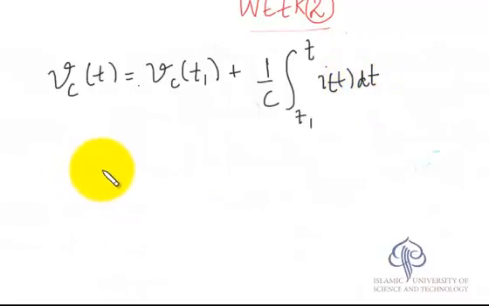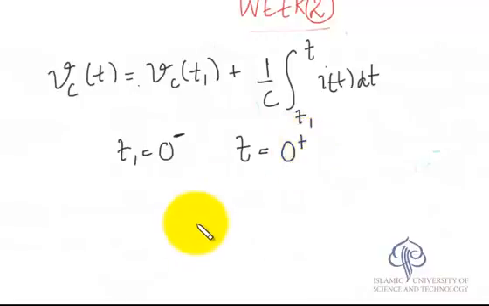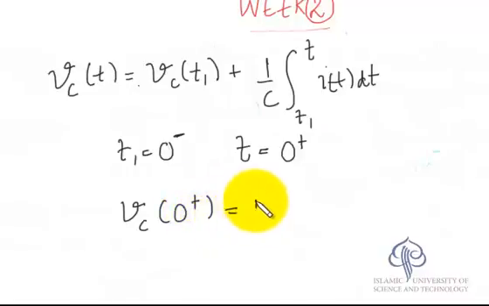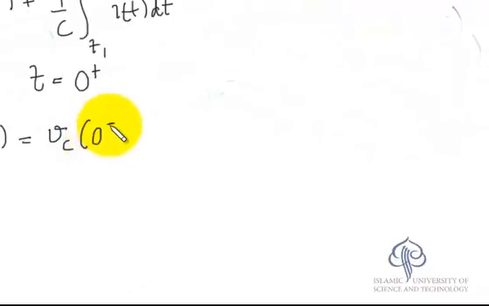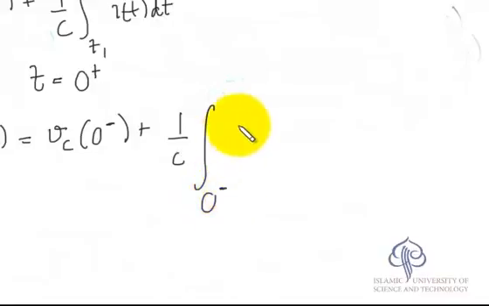Now suppose we're talking about t1 being equal to 0 minus, and the instant in which we are interested to find out the voltage of the capacitor is the instant 0 plus. So we can write the above equation as the voltage of the capacitor at 0 plus is going to be the voltage of the capacitor at 0 minus plus 1 by C integral of all the currents that have been applied from 0 minus to 0 plus on the capacitor.